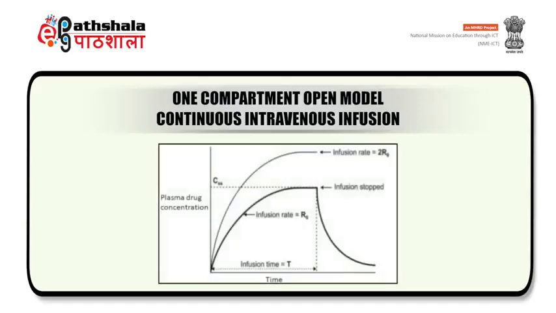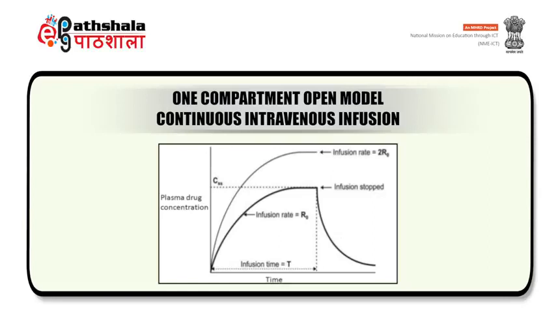As shown in the figure, when the plasma drug concentration is plotted against time, you get an increasing curvilinear curve. The initial increase shows the amount of drug in the body is rising to an extent, achieving a plateau and then decreasing.